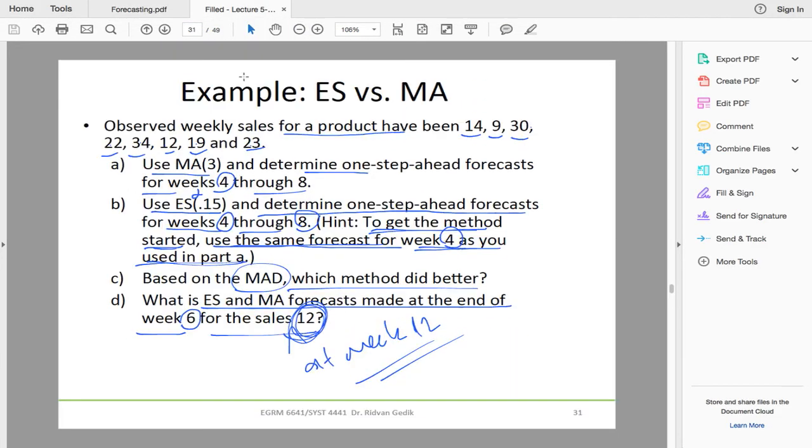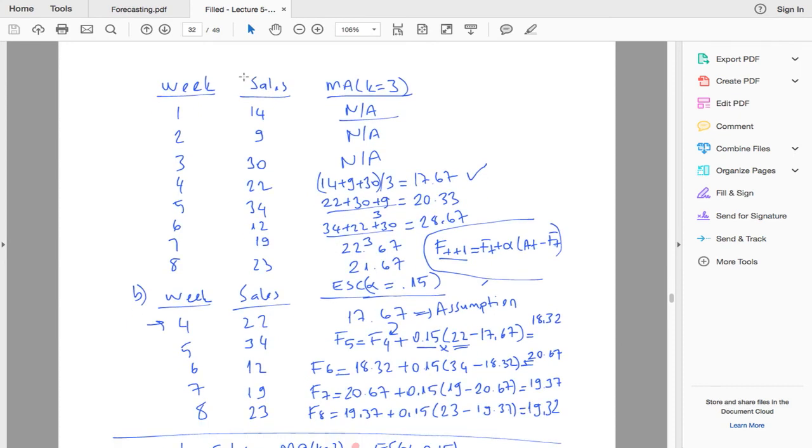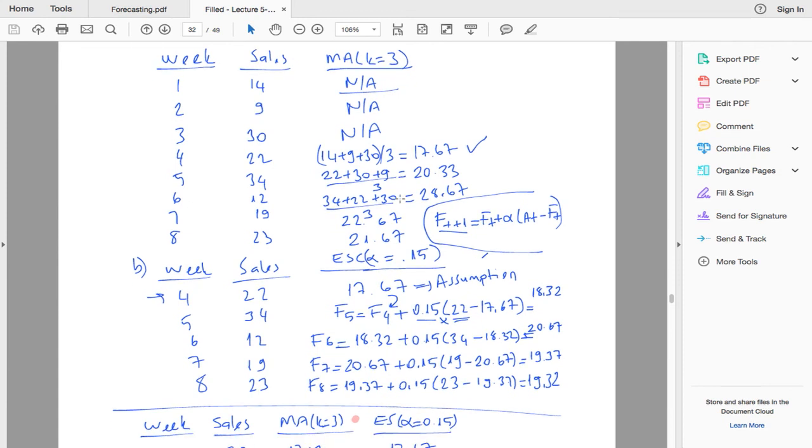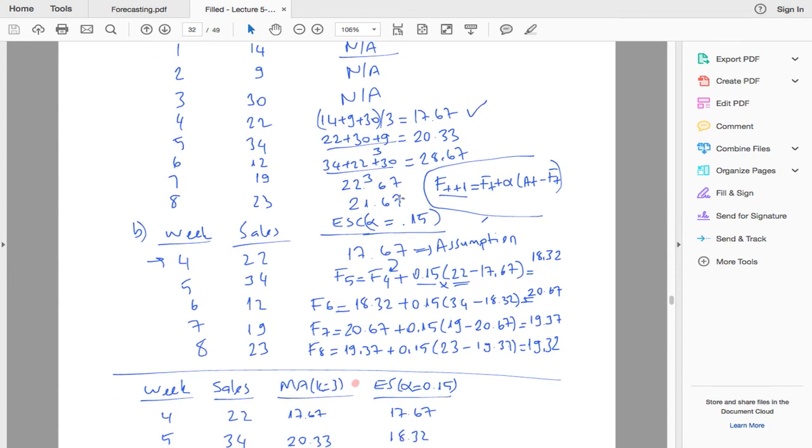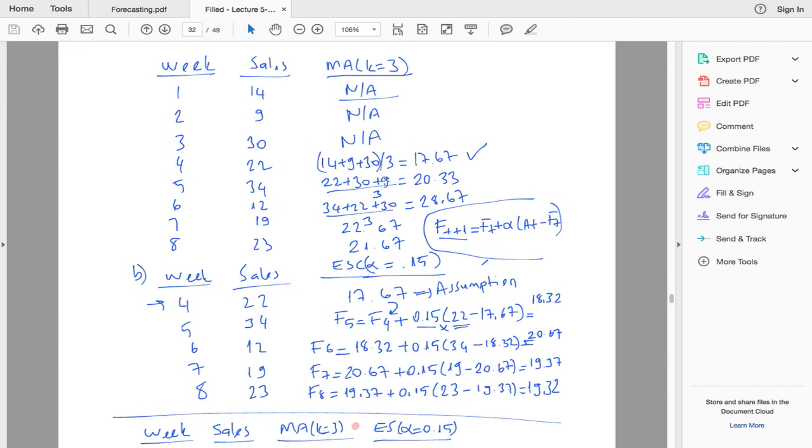For part A, what I did is I just wrote down the number of weeks here, and I wrote down the sales. And for the moving averages with k equal to 3, I don't know the forecasts for the first 3 weeks. Starting at week 4, I can get the average of the most current sales values in the previous 3 weeks and then calculate my forecast. And I can keep doing that by updating my formula incrementally. Okay, so this is my moving averages in part A.